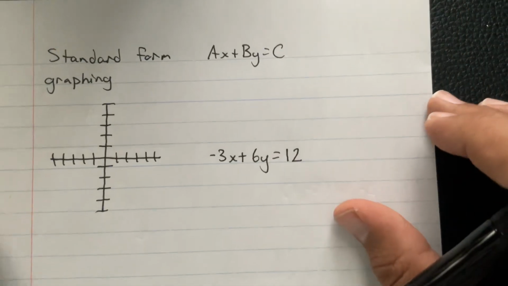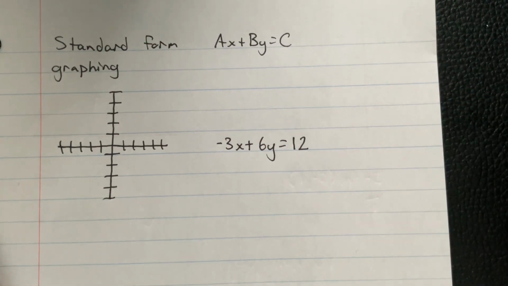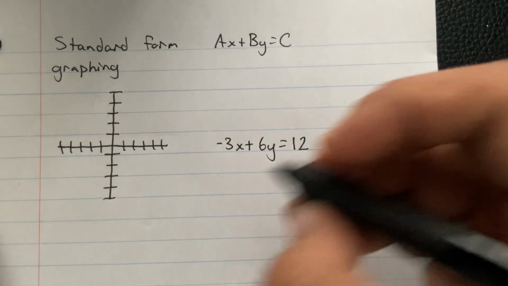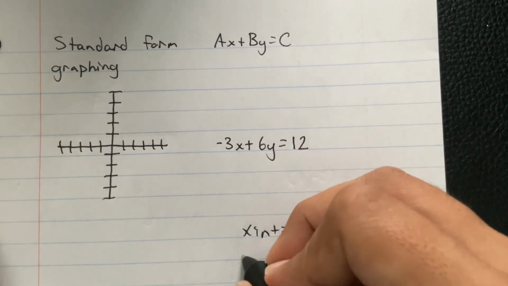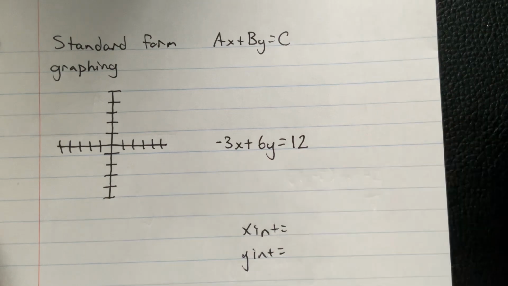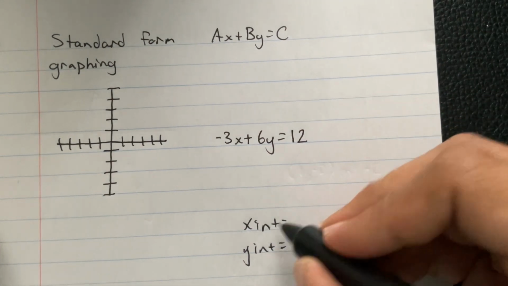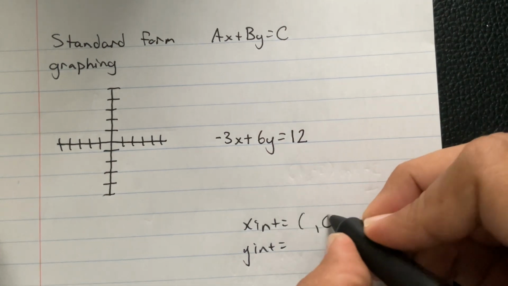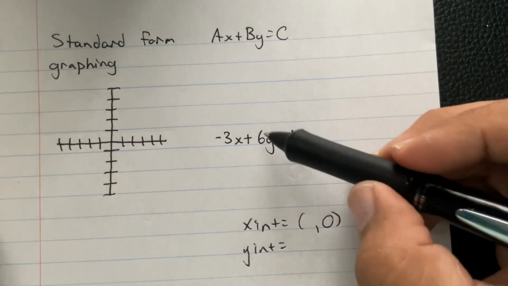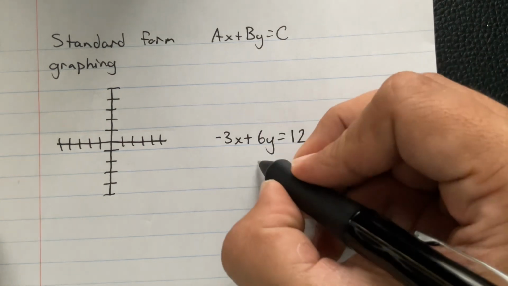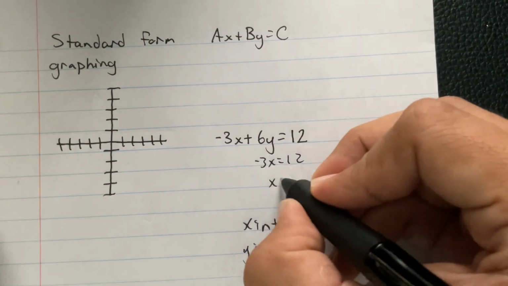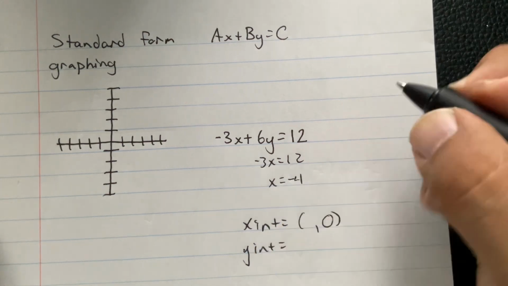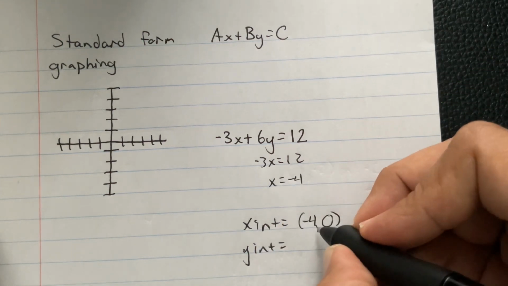The last thing we're going to do is graph with standard form. Okay? You're going to find each intercept. So we're going to find the x-intercept, and we're going to find the y-intercept to graph it. So to find the x-intercept, y must become 0. So if y is 0, this is no longer here. So it's going to be negative 3x equals 12. I'm going to divide by 3, and x is going to equal negative 4. So that's one of the coordinates.